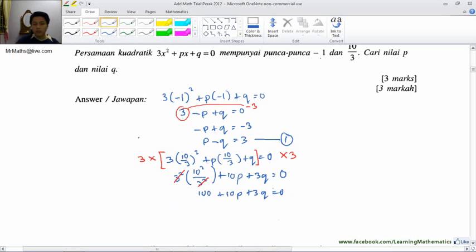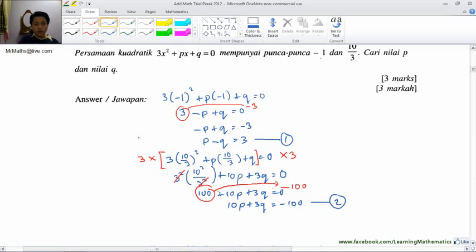And let's move 100 over to the right hand side. If you notice, this method is a little longer than the method that I showed you earlier, but this is still workable. The first method is a lot shorter, but it might not be so suitable for you, so choose wisely. Minus 100. So I named this as equation number 2. Now let's go and solve the simultaneous equations.